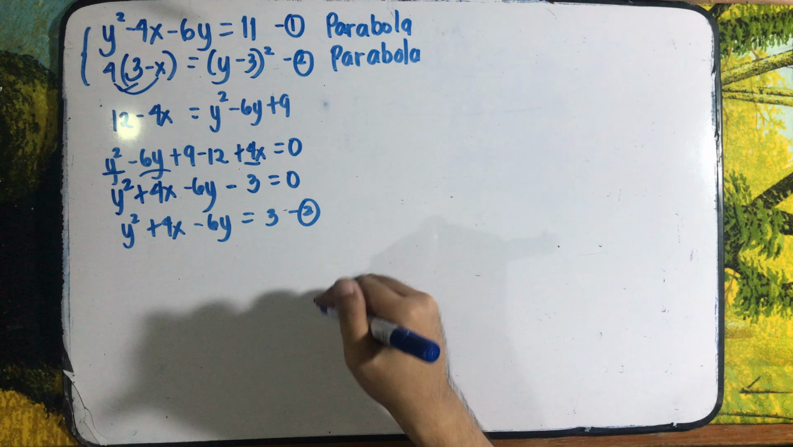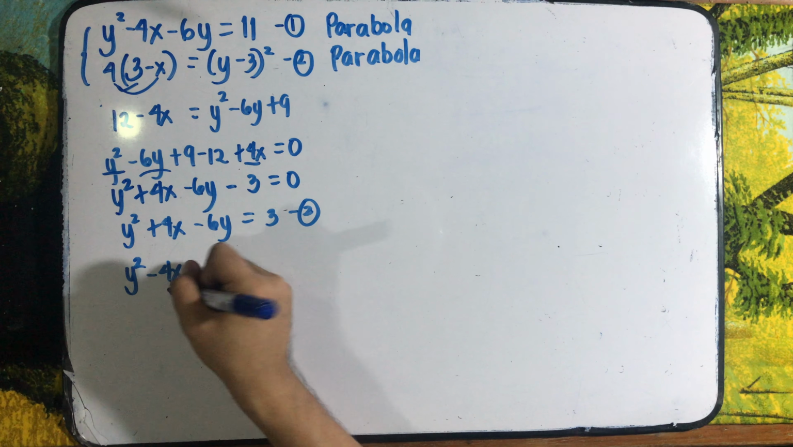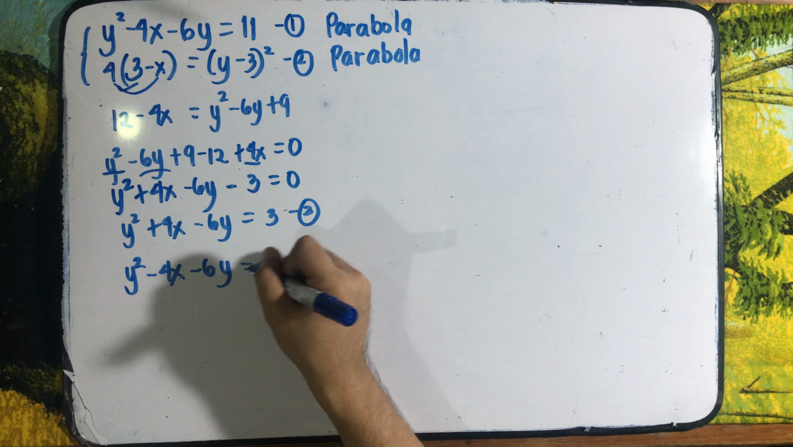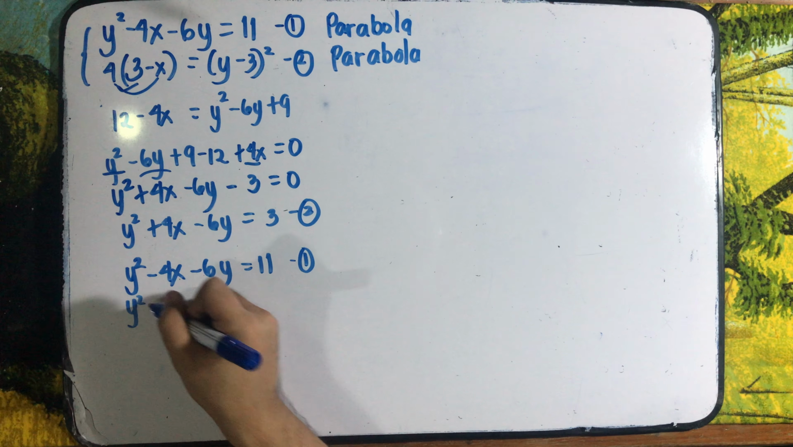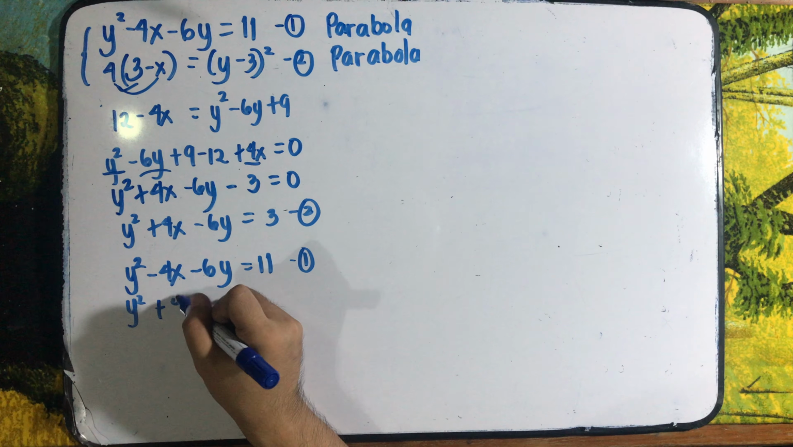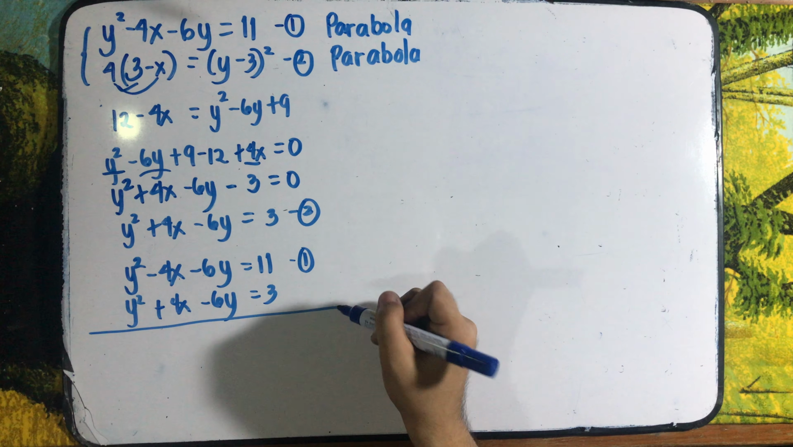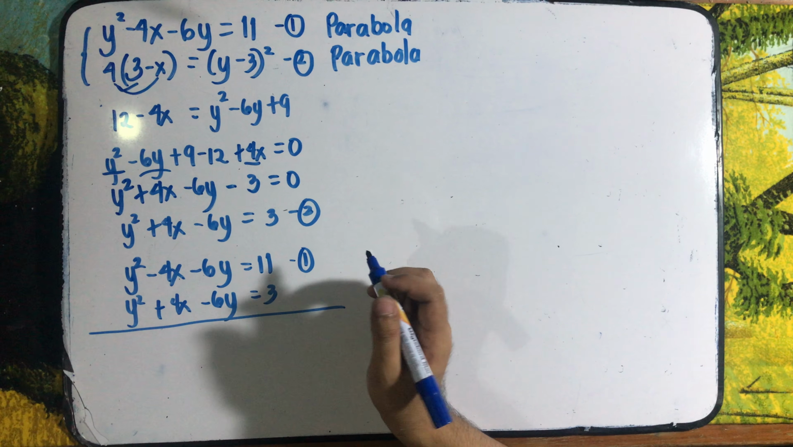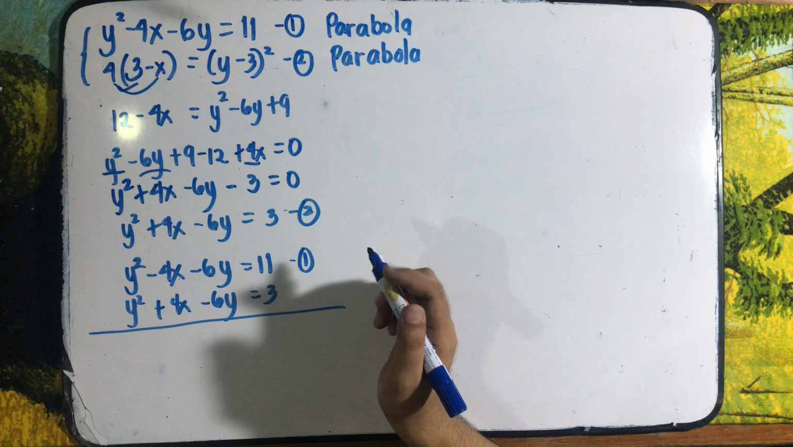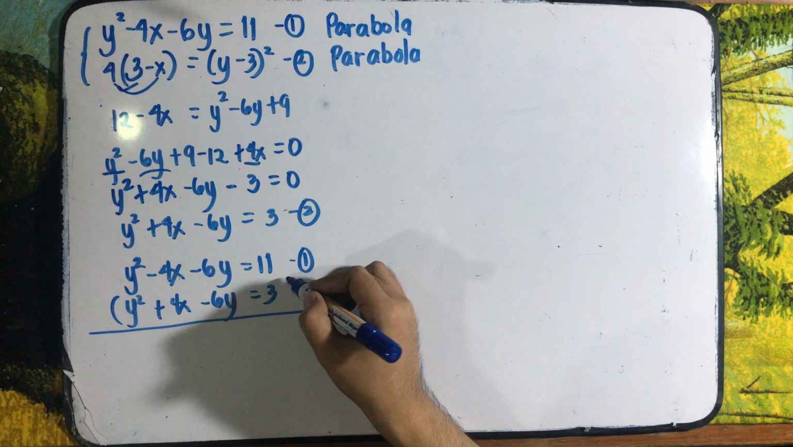So let us write the first and second equation. Therefore, we'll be having y squared minus 4x minus 6y is equal to 11, and this is the first equation. And for the second equation, y squared plus 4x minus 6y is equal to 3. So what do we do now? In order for us to solve, all we have to do is add, so that the x term will cancel out.